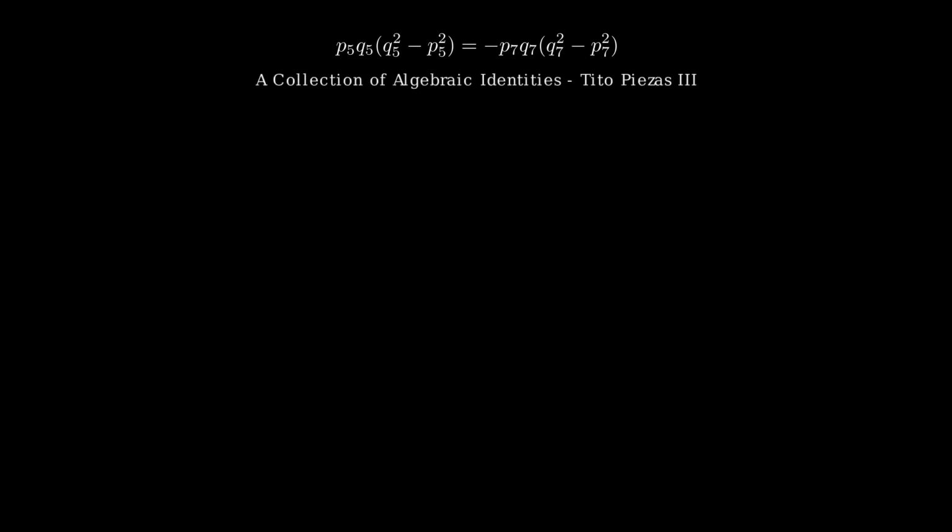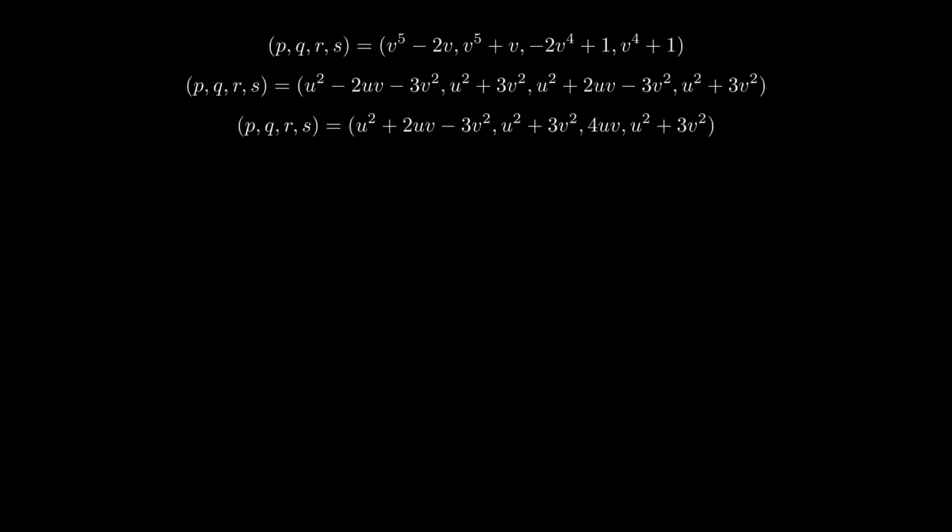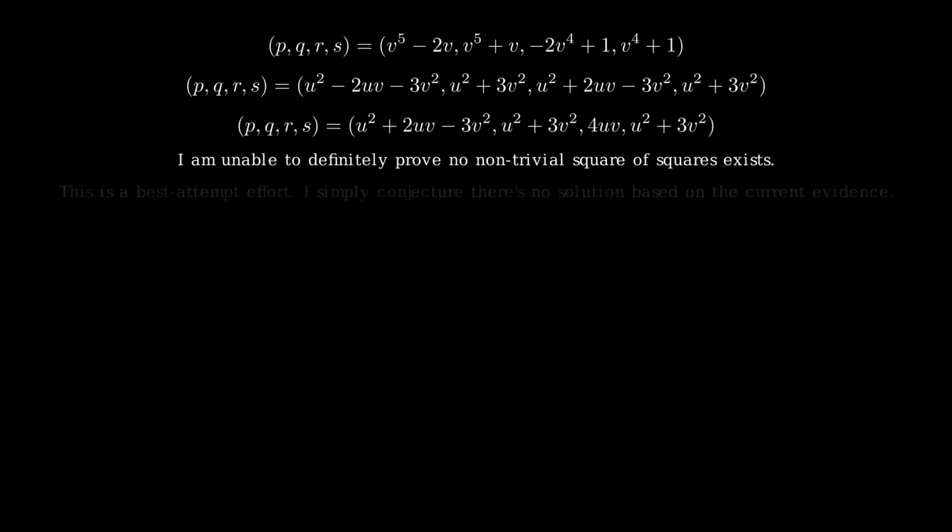Going back to the main topic, finding a solution for p5 q5 times q5 squared minus p5 squared equals minus p7 q7 times q7 squared minus p7 squared was very difficult. It is basically a quartic equation, and in the world of Diophantine equations, that's not something you want to be solving. Fortunately, I found yet another resource, which is a giant repository of these sorts of equations and how to solve them. There are actually 3 different solution sets for the equation that I'm interested in solving, and I'm going to be using each of them and showing that it is likely not possible for any solution to exist.